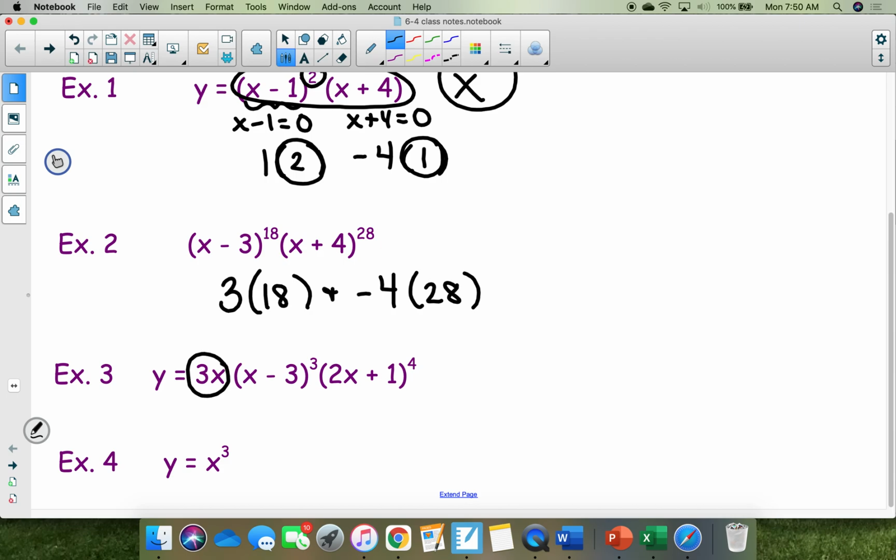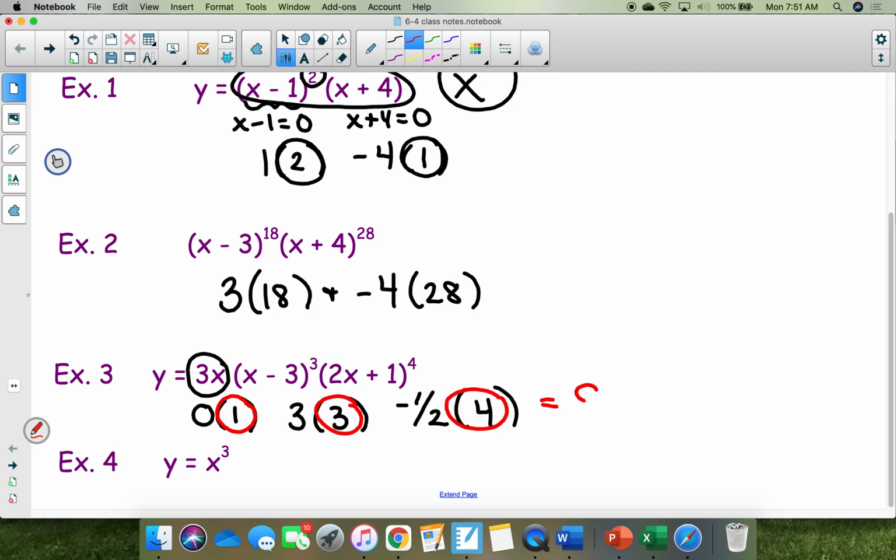Let's do a couple more. There's an x attached to this one, so if you set it equal to 0, you're going to get 0, and you're going to get 1 of them. One answer is 3, and you're going to get 3 of them. And this one, if you set it equal to 0, you're going to get a -1/2, and there are 4 of them. So if I put this all back together again, this one right here, this one right here, and this one right here adds up to the 8, which means this polynomial would be x to the 8th power, which is important to understand.